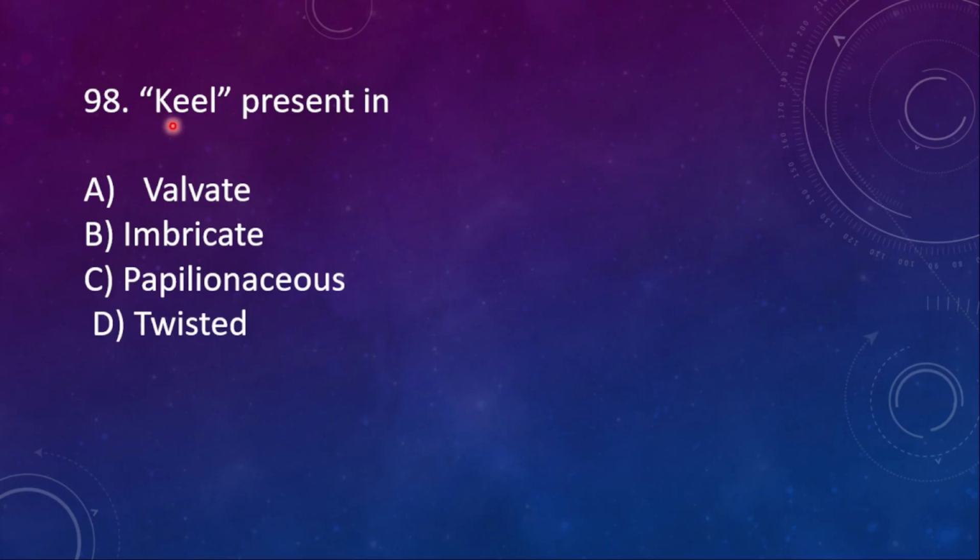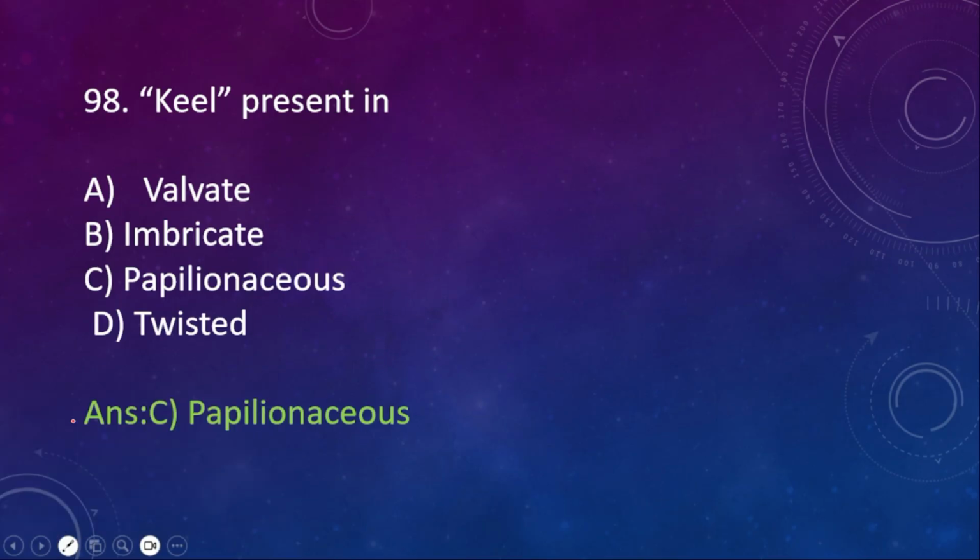Next one, 98. Keel is present in option A, valvate, option B, imbricate, option C, papilionaceae, option D, twisted. It is present in papilionaceae members. In the flower, there will be a standard petal, there will be winged petals, and there will be two small petals which are fused, and this one is said to be what? Keel. This is said to be the standard and these are the winged petals.